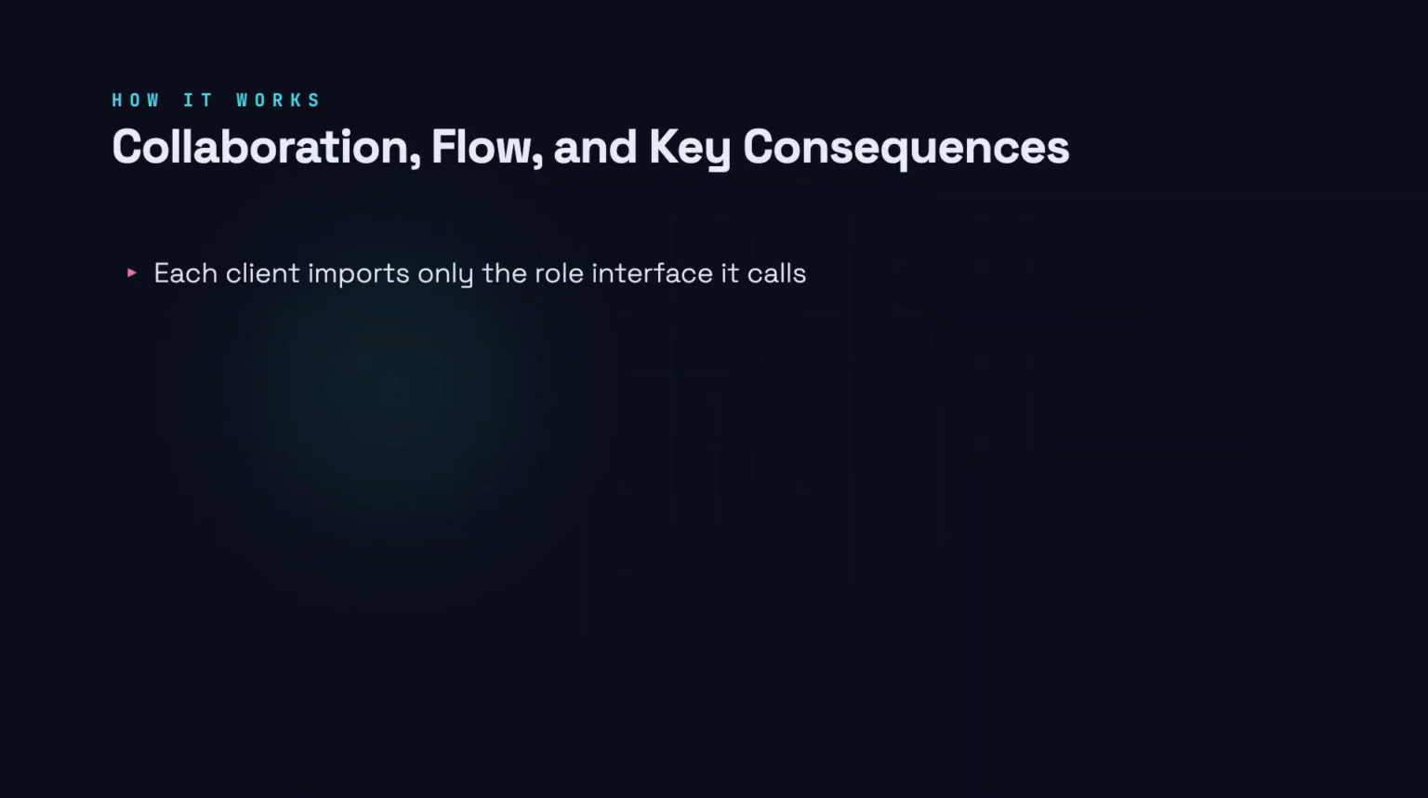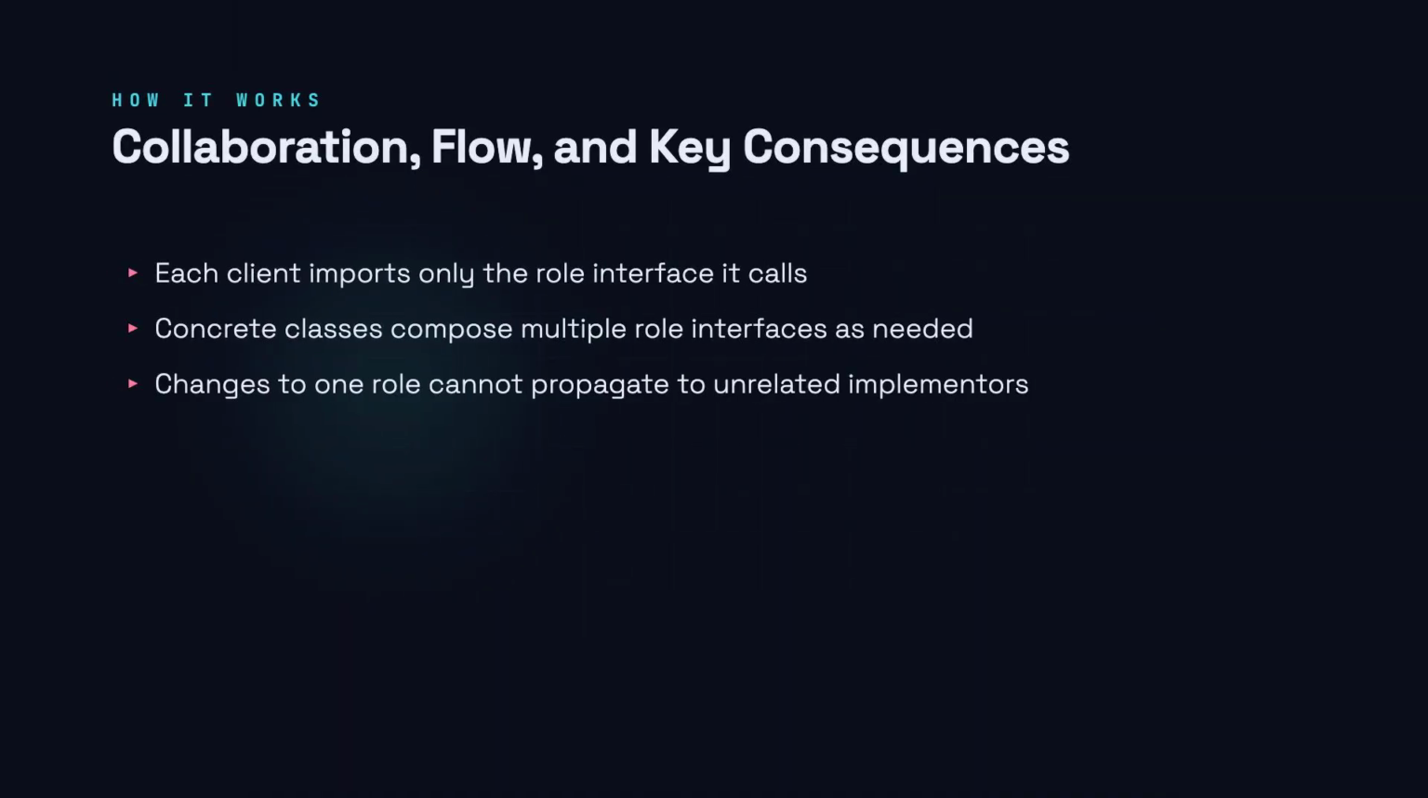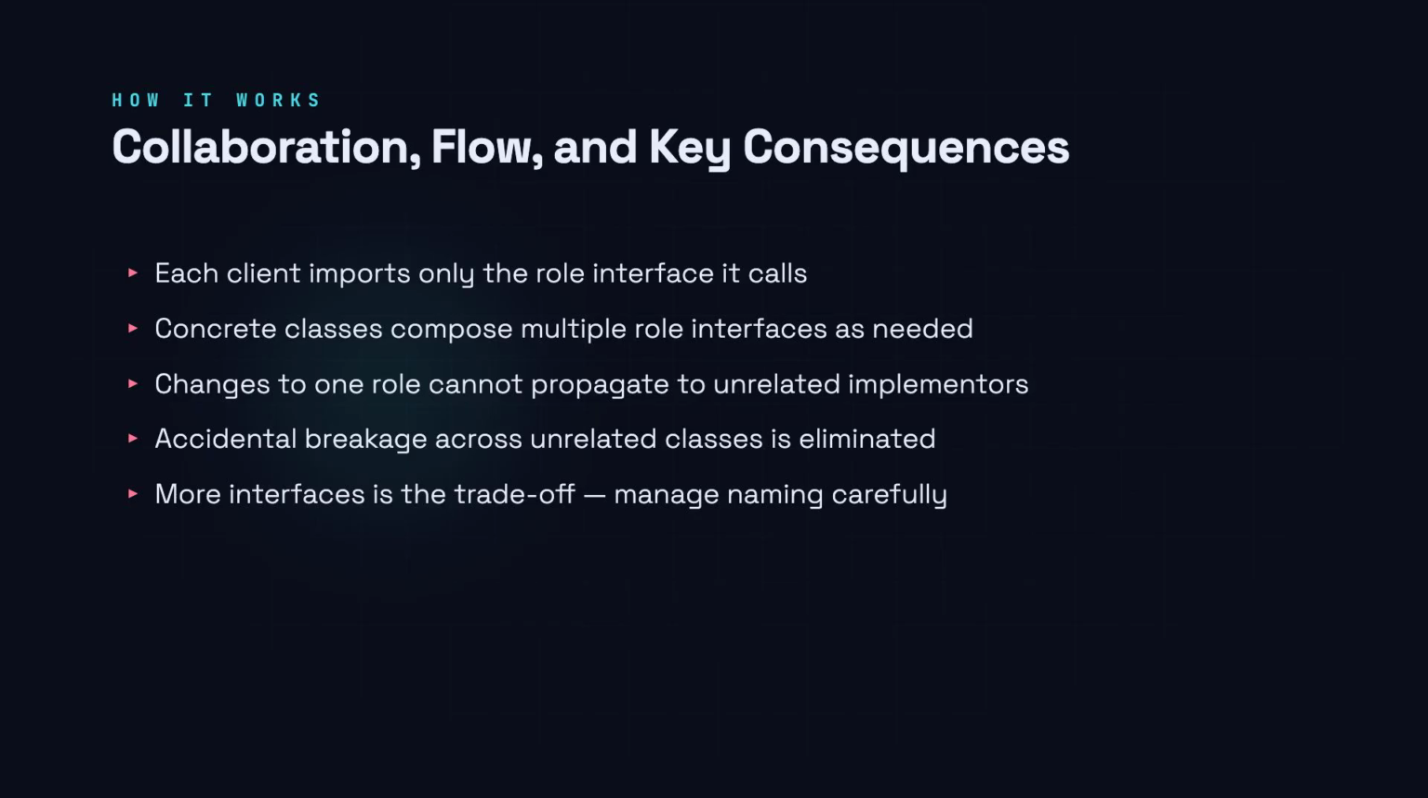The key mechanism is simple. Clients import and depend on narrow role interfaces rather than a wide monolithic one. When a capability changes, only the classes and clients that declared a dependency on that specific role interface are recompiled or retested. Everyone else is invisible to the change. The trade-off is that you end up with more interface declarations to maintain, so clear, intention-revealing names become essential to keep the codebase navigable.